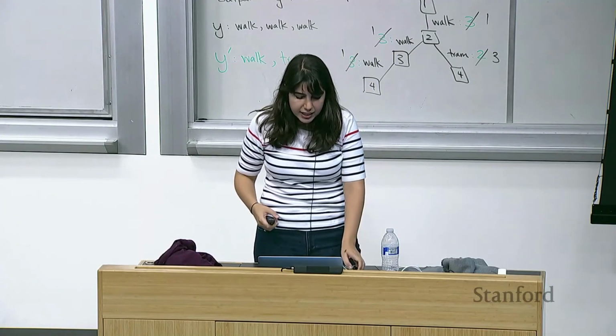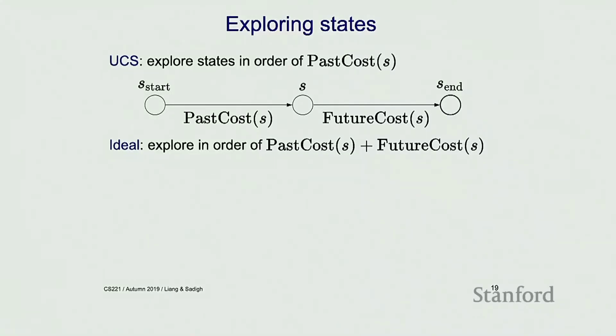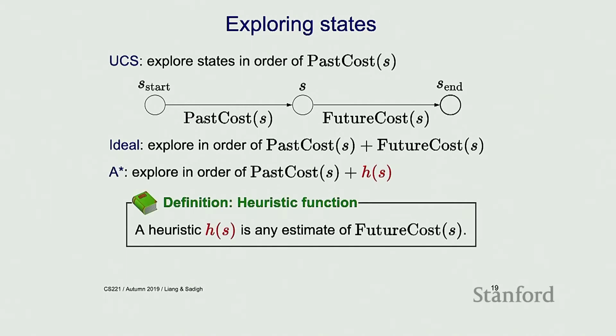So ideally, what I would want to do is explore in the order of past cost plus future cost. I don't have future cost. If I had future cost, I'd have the answer to my search problem. Instead, what A star does is it explores in the order of past cost plus some H of S. Remember, uniform cost search explores just in the order of past cost. So in uniform cost search, we don't have that H of S. And H of S is a heuristic. It's an estimate of the future cost.